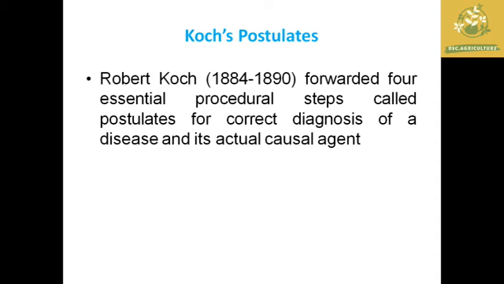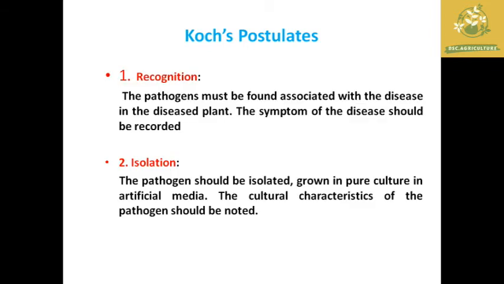So the 4 important procedural steps are as follows. The first one is recognition. In Koch postulate, in recognition, the pathogen must be found associated with the disease in the diseased plant, and the symptoms need to be recorded so they can be referred to in the future.